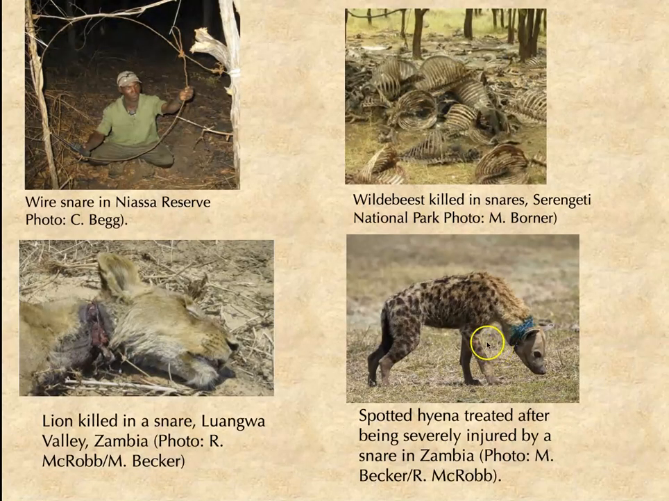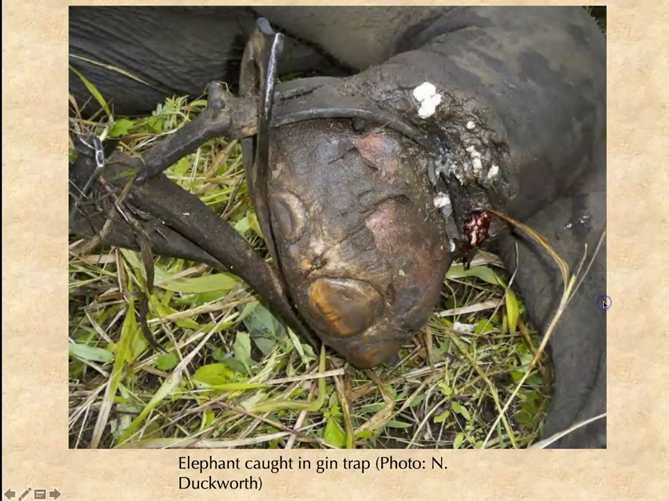And so in the upper left, you can see a wire snare, pretty simple way to kill wildlife. In the upper right, you see wildebeest killed in snares in Serengeti National Park. And then lower left, a lion killed in a snare in Zambia. And lower right, spotted hyena treated after being severely injured in a snare in Zambia. And other kinds of traps are used also. This is an elephant's foot that was caught in a gin trap.